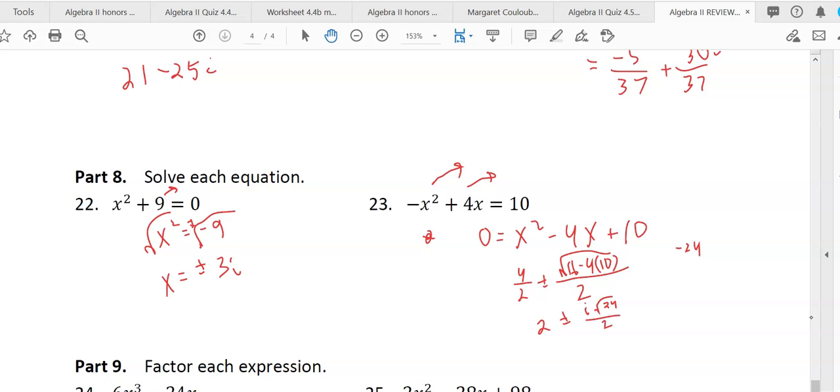I think we just did that a minute ago. We did that. That was 2 root 6. So this is 2 plus or minus 2i root 6 over 2, so that the 2's cancel. So you end up getting 2 plus or minus i root 6.